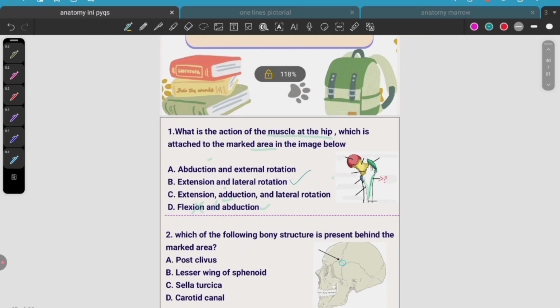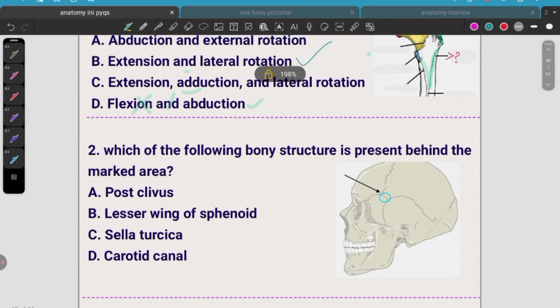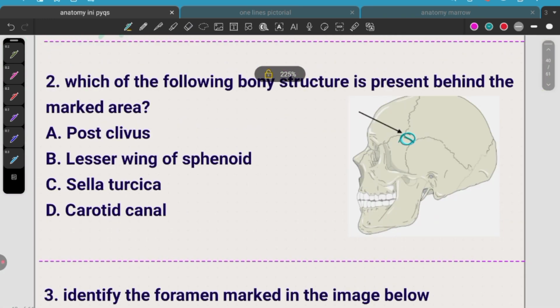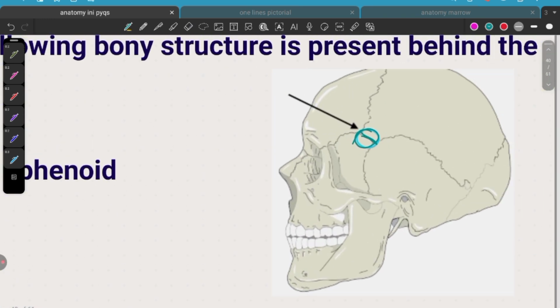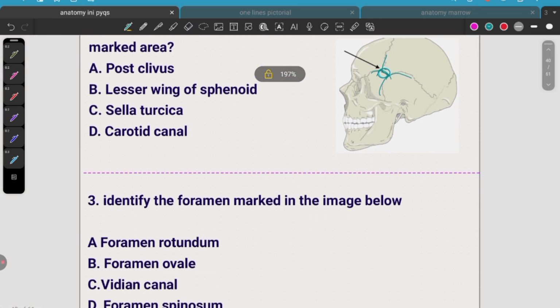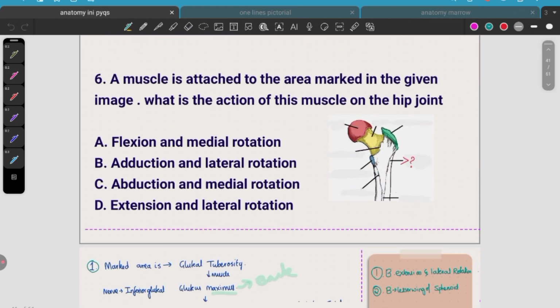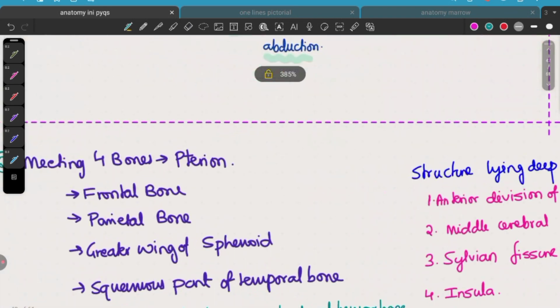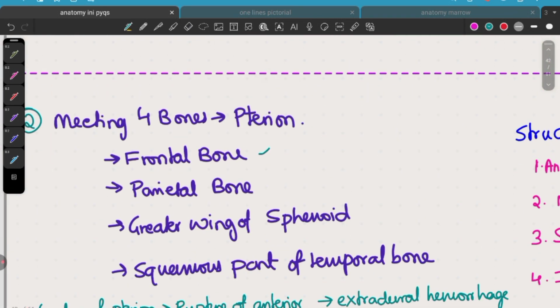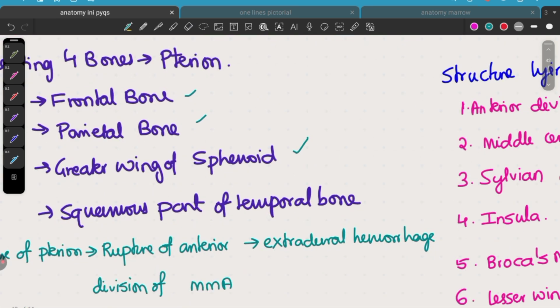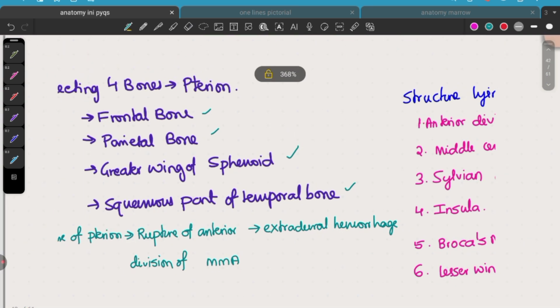Option B. Next, which of the following bony structures is present behind the marked area? This is the pterion. So what is pterion? It is the place where four bony structures meet. Which bony structures meet at the pterion? It is the frontal bone, parietal bone, greater wing of sphenoid, and squamous part of the temporal bone.